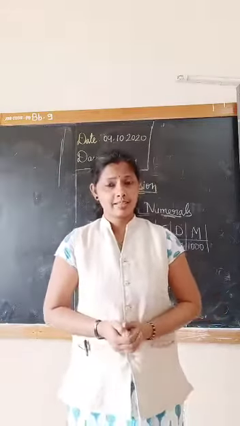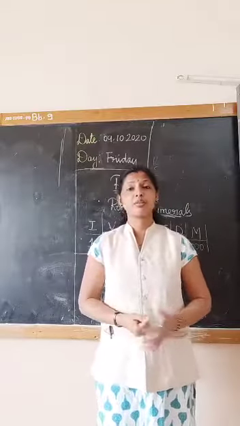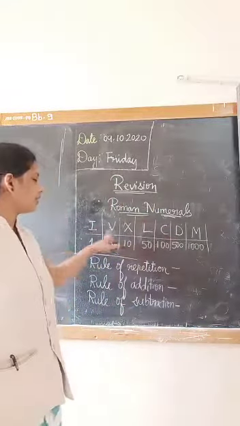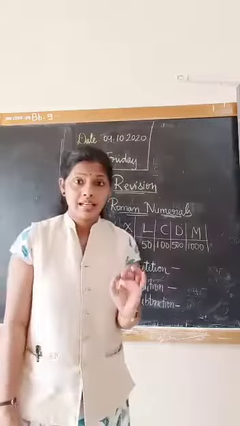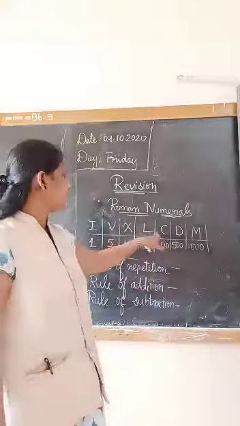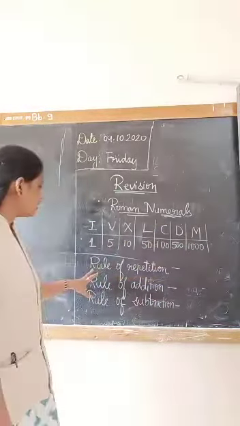Alright children, as I said, now we'll revise the rules of Roman numerals, okay. Here the basic symbols are written. In Roman numerals there are basically 7 symbols, and those are I, V, X, L, C, D and M, and the corresponding values are also written here. And next, the rules.